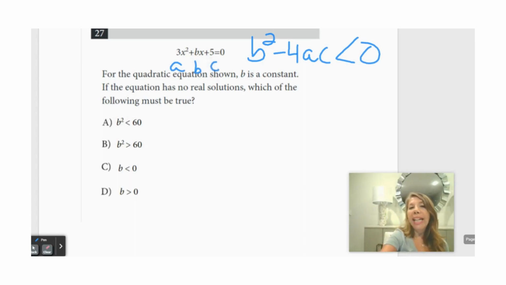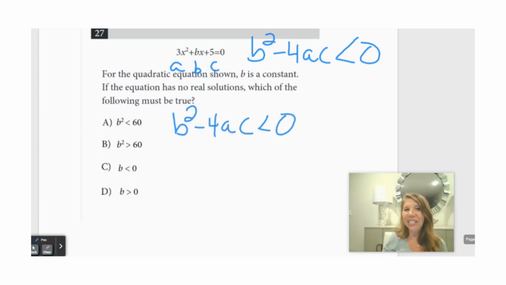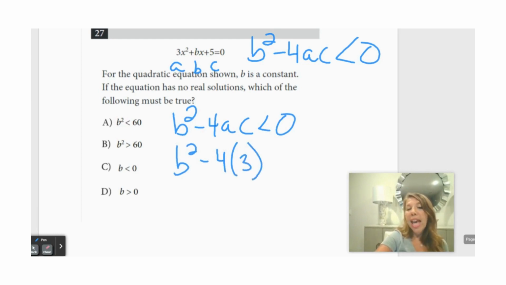So now we can take our equation, b squared minus 4ac has to be less than 0 to have no real solutions, and we're going to plug in the components. So our b is just b, so we're going to keep that as is, minus 4 times a. Well, our a in this equation is a 3, and that's multiplied by c, which in this equation is a 5, and all of that has to be less than 0.